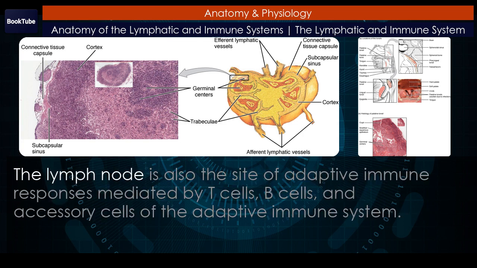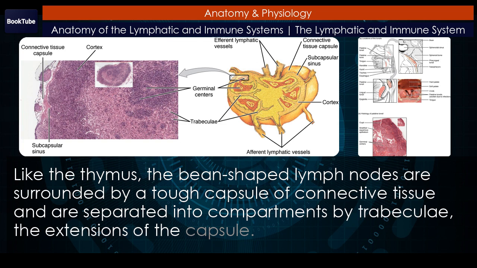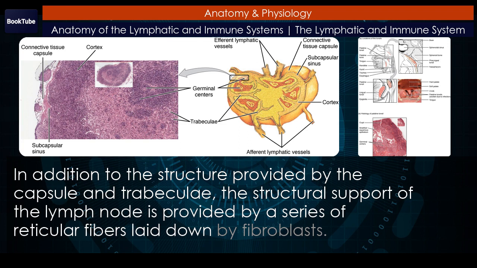The lymph node is also the site of adaptive immune responses mediated by T cells, B cells, and accessory cells of the adaptive immune system. Like the thymus, the bean-shaped lymph nodes are surrounded by a tough capsule of connective tissue and are separated into compartments by trabeculae, the extensions of the capsule. In addition to the structure provided by the capsule and trabeculae, the structural support of the lymph node is provided by a series of reticular fibers laid down by fibroblasts.